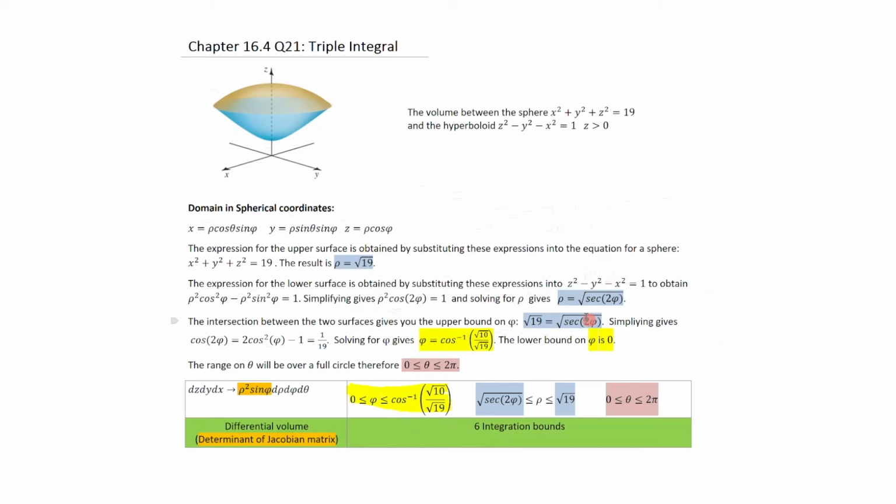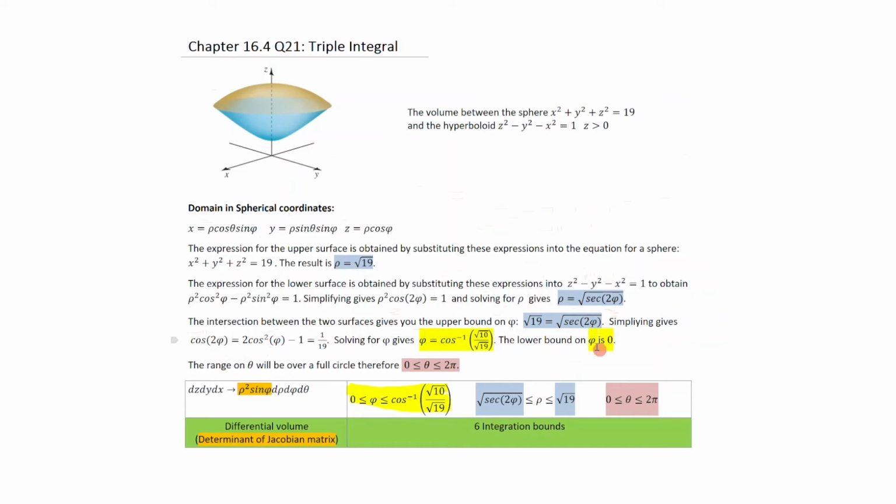So if we equate this expression with this expression and simplify, so effectively cos 2 phi equals 2 cos squared phi minus 1 equals 1/19. So we've expanded cos 2 phi in terms of a trig identity. We would like a phi value, and this has got 2 phi. So this basically gets it into the situation we want it to be in, right? If you then take this and solve for phi, you'll get phi equals cos inverse of root 10 over root 19.